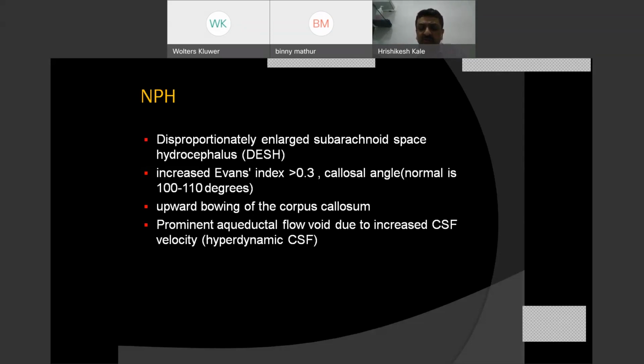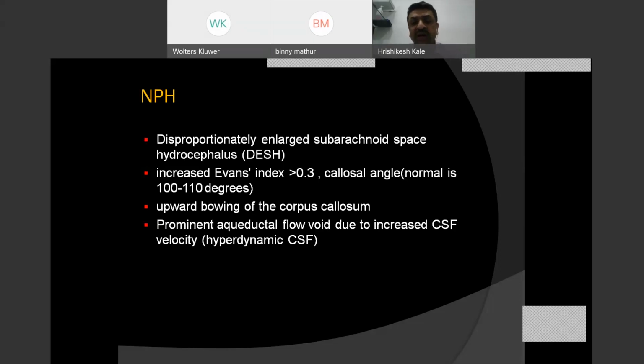Another index which has been reported is the Evans index. With an Evans index greater than 0.3, you can suggest the presence of hydrocephalus. Then the callosal angle: normal is between 100 to 110 degrees, but if it's less than that, it again adds to the evidence of there being NPH. Also, upward bowing of the corpus callosum.